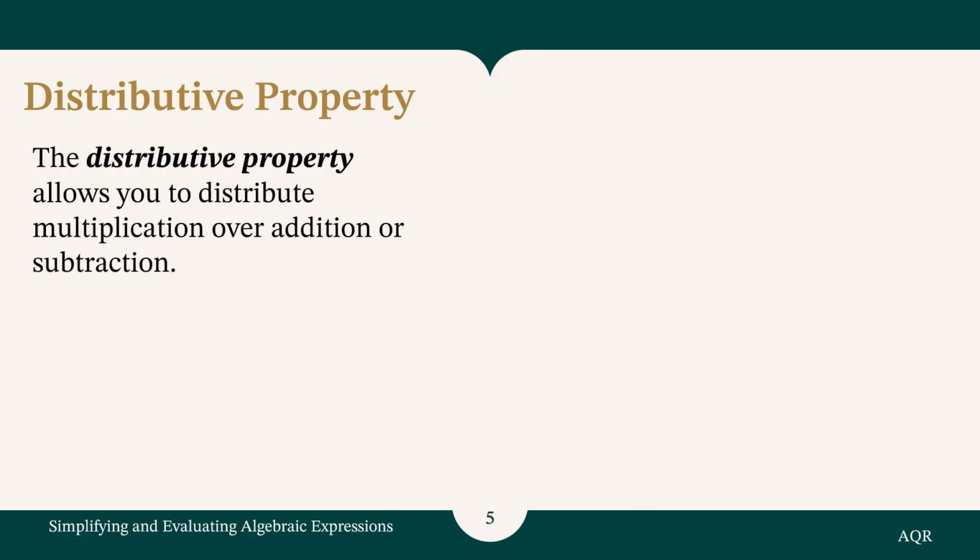Now we're going to talk about the distributive property. The distributive property allows you to distribute multiplication over addition or subtraction. For example, we have 8 outside the parentheses, 4x plus 7. Whenever we have a number or a variable outside of parentheses with no operation in between them, this is multiplication. So we're going to go ahead and distribute the 8 into the two terms inside the parentheses.